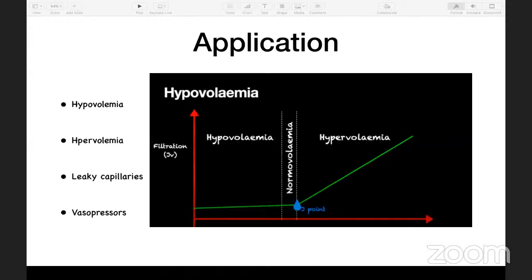So how are these applied in our daily practice? In hypovolemia, in hypervolemia, in leaky capillaries, and how our vasopressors work. So in hypovolemia, we have low hydrostatic blood pressure, but this will also be hydrostatic capillary pressure. On the y-axis, we have filtration. On the x-axis is hydrostatic capillary pressure. So in hypovolemia, we have low hydrostatic capillary pressure because of the low volume, but also the compensatory vasoconstriction will further lessen the hydrostatic pressure.